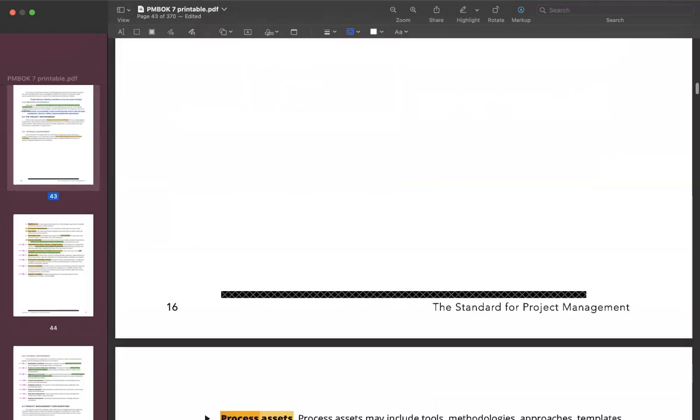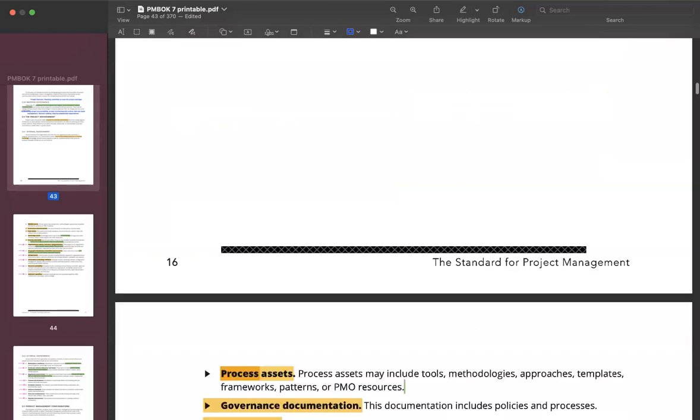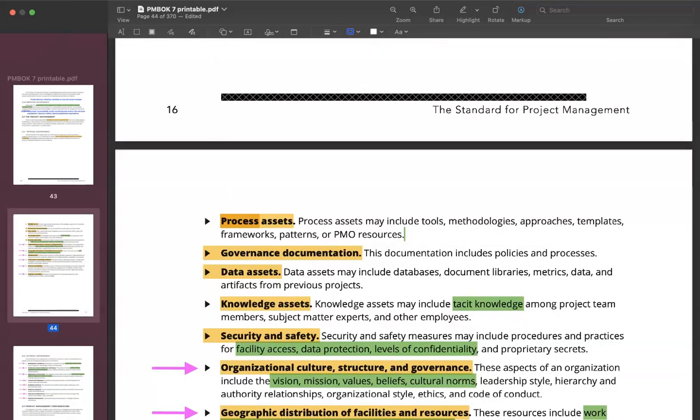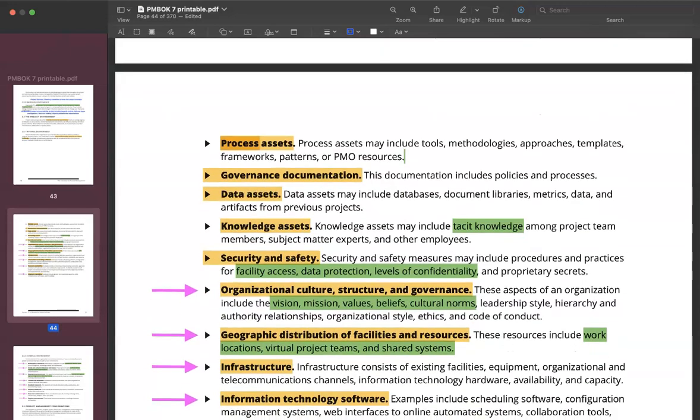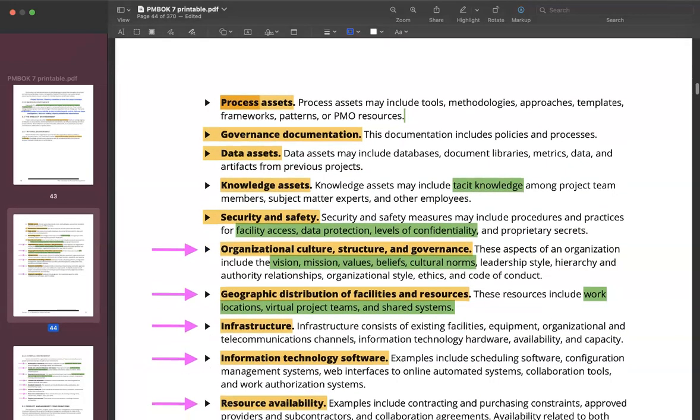So let's look at some of the internal environmental factors that influence a project either positively or negatively, or maybe even neutrally. Let's first talk about process assets, right? You can think of process assets as something similar to what we did in the PMBOK 6th edition, which is organizational process assets. Process assets, like it says here, include tools, methodologies, approaches, templates, frameworks, patterns, or even PMO resources. And as the name suggests, it's a process asset, so it's an asset that is born out of carrying out a particular process.